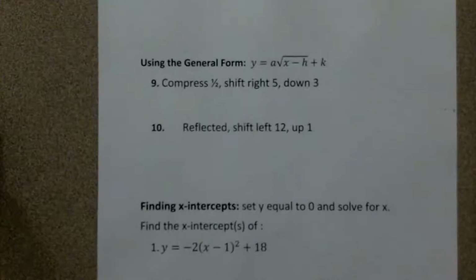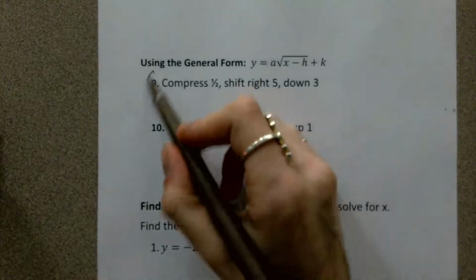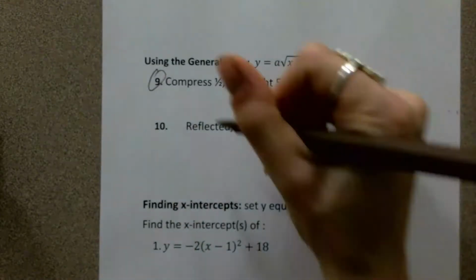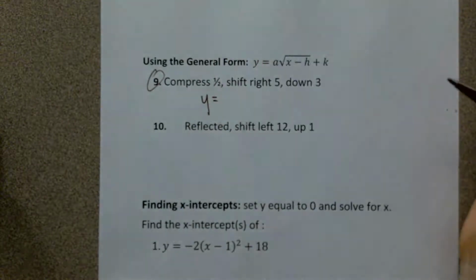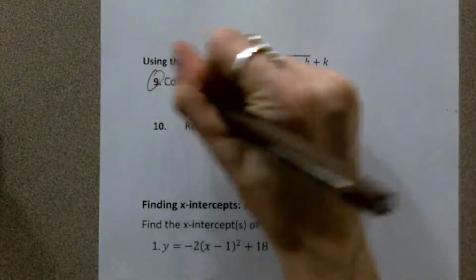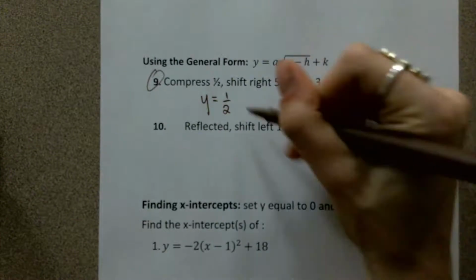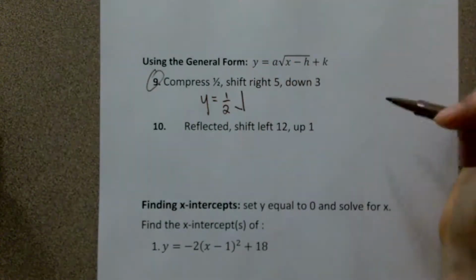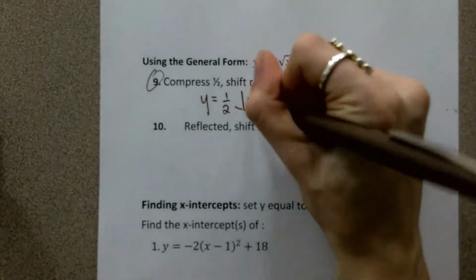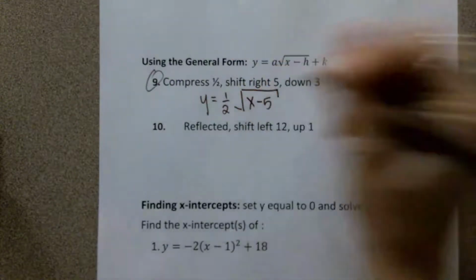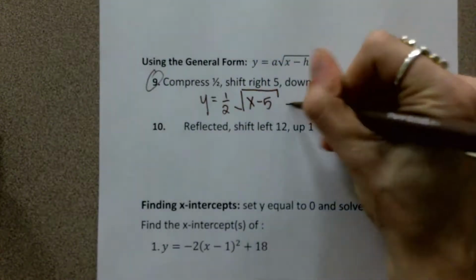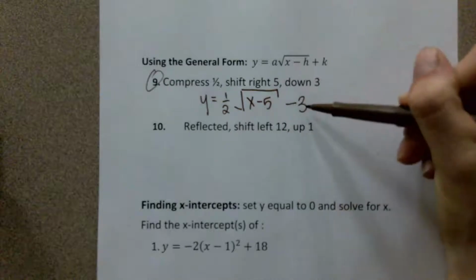Okay, now with a square root, let's do number 9. We have y equals, it compresses 1/2, so that goes in the front. Okay, then we have our function, and it shifts to the right 5, so we have x minus 5 all under our square root, and then on the outside we have down 3.